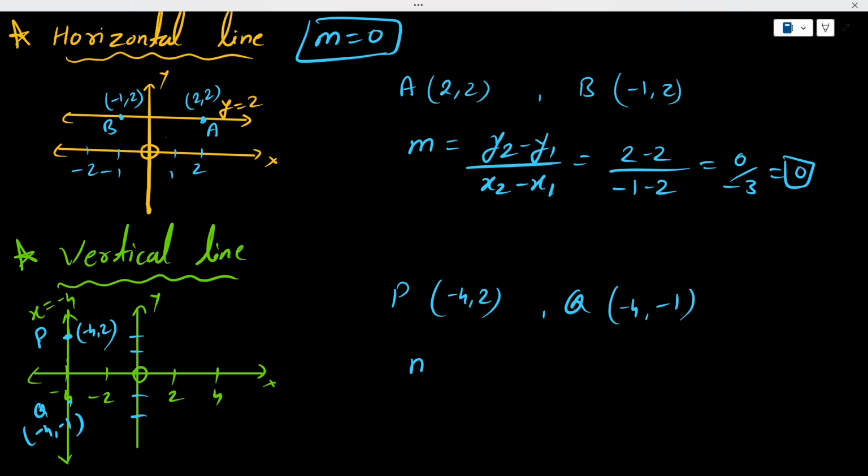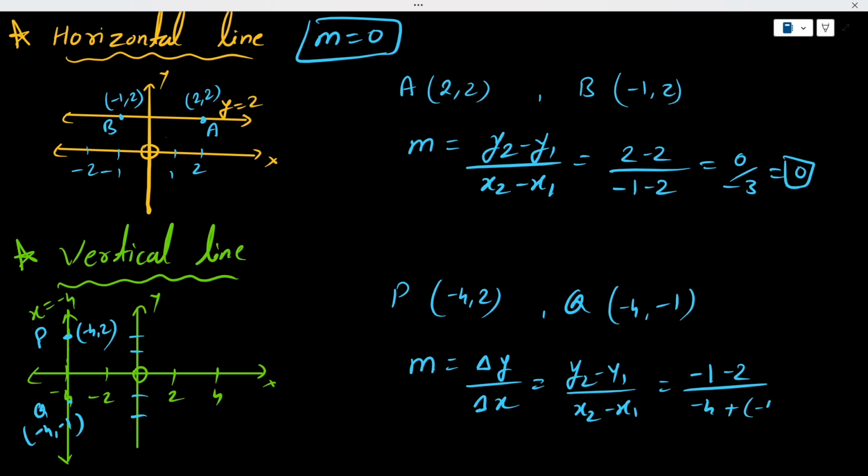Now how are you going to calculate the gradient? Again, change in y by change in x, which is y2 minus y1 by x2 minus x1. Now in this case you will see for different y you are having the same x coordinate, right? This is going to be y2 minus y1 by x2 minus x1. This is minus 4, so it will be minus 3 by 0.